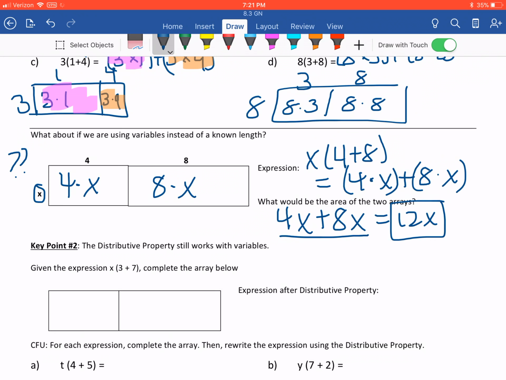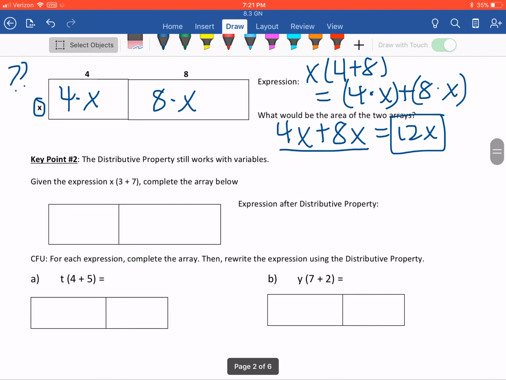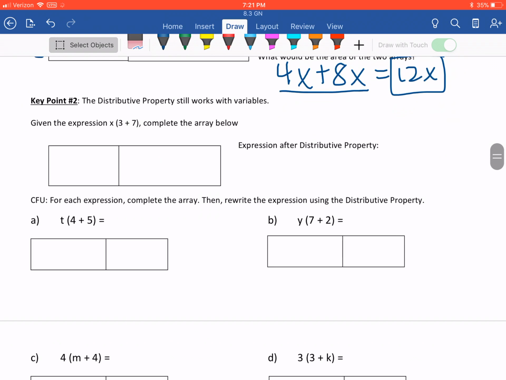All right, key point number 2. The distributive property still works with variables. So this is saying it doesn't matter if you're using variables or not, the distributive property will work the same way. So, example, given the expression x parentheses 3 plus 7, complete the array below.